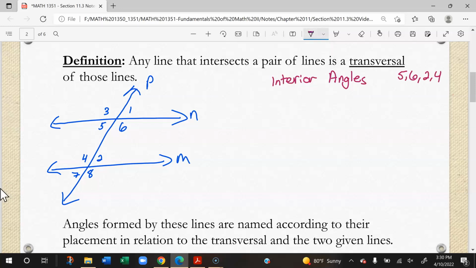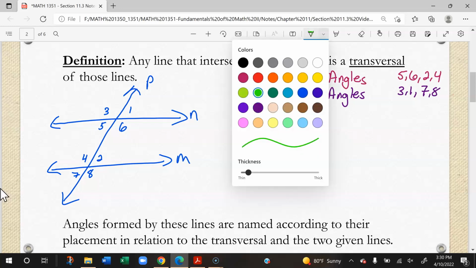Exterior angles are those on the outside of the lines that are cut by the transversal. So that would include 3, 1, 7, and 8. In other words, on the outside. Think about these as lanes on a highway or something, and you're on the outside, okay? That's what the exterior angles are.